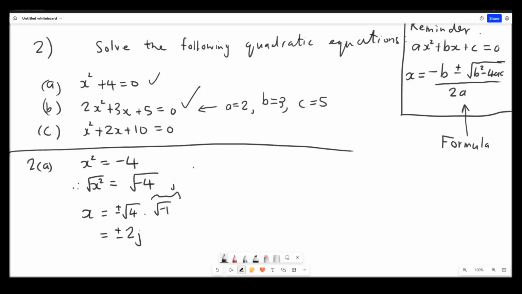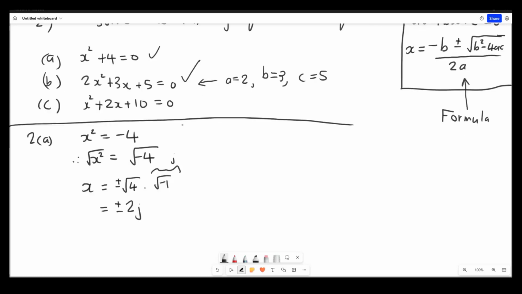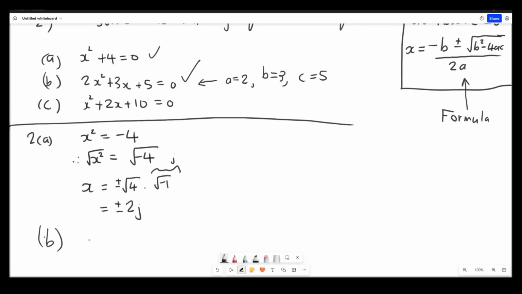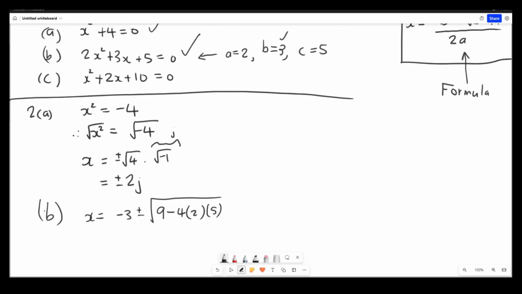Right. So I just want to check if I wrote down everything correctly, guys. 2x squared plus 3x plus 5, that's fine, equal to 0. So let's solve the B part. Let's use the formula on the far right. So x is equal to minus b, where b is equal to 3, plus or minus the square root of b squared, which is 3 squared, which is 9, minus 4 times a, which is 2, and c is 5, all divided by 2a, and a is 2. I'm just substituting those values into the formula.